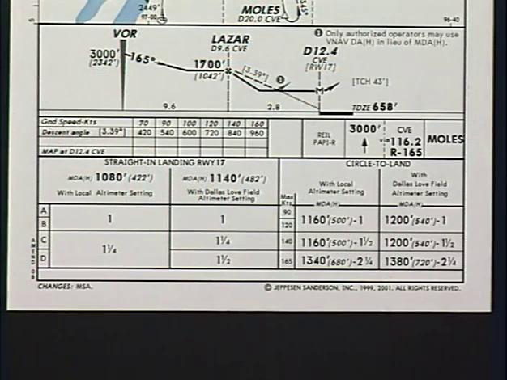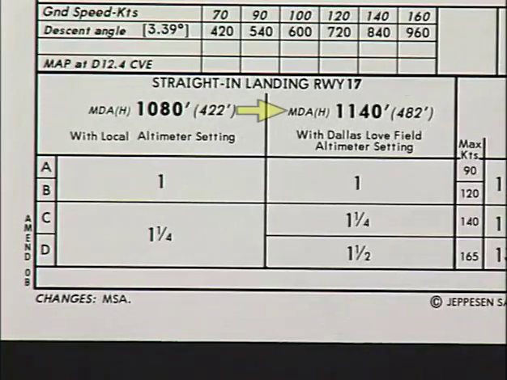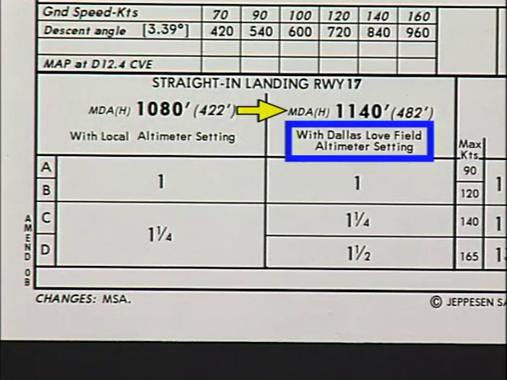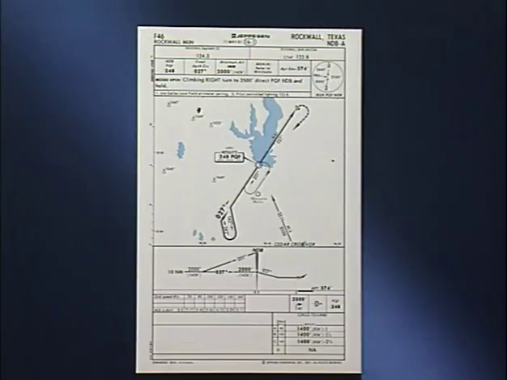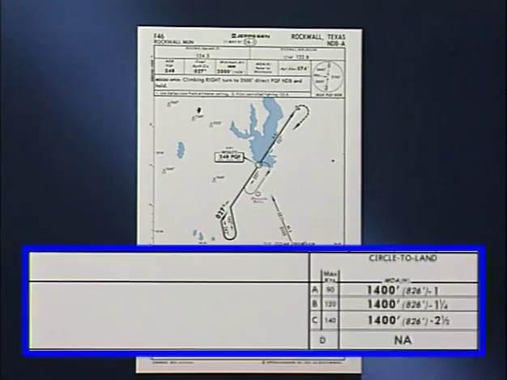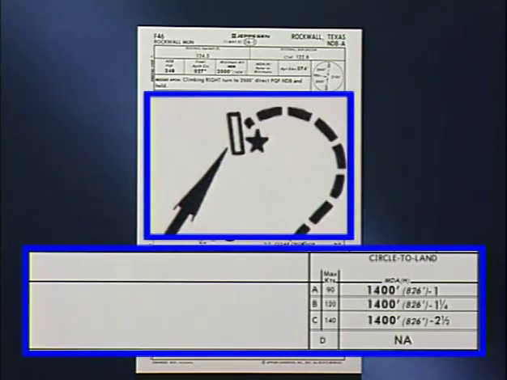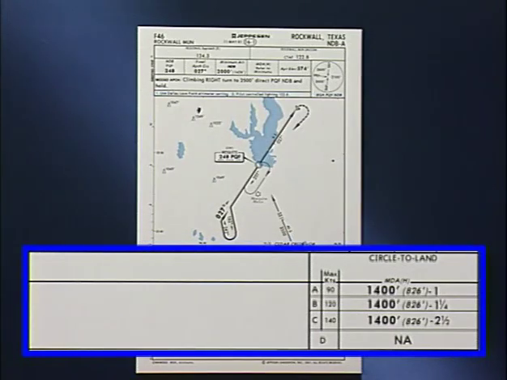Again, it's important to look at some variations within the minimums box. On this approach, there is a decision altitude and height penalty when using a remote altimeter setting. This example shows an approach that doesn't have straight-in landing minimums. Remember, straight-in landing minimums are omitted when the final approach is not aligned within 30 degrees of the runway, or if an excessive rate of descent, generally over 400 feet per nautical mile, would be required between the final approach fix and the missed approach point.